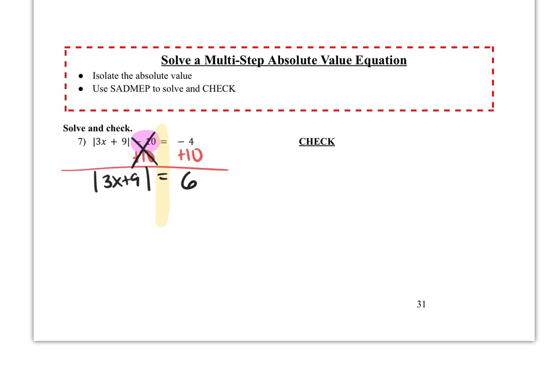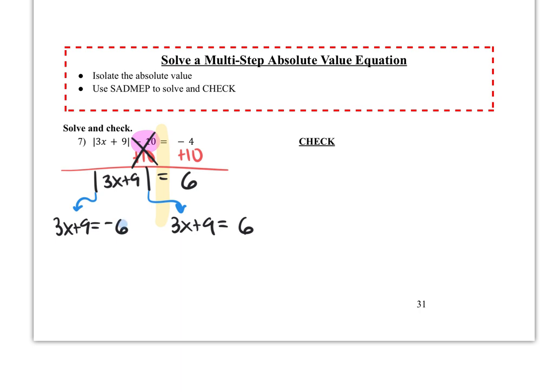How many answers are we going to have? 2. Okay, let's split it up. All right, take this guy, and we're going to write 3x plus 9 is equal to negative 6. And then the other version, 3x plus 9 equals positive 6.